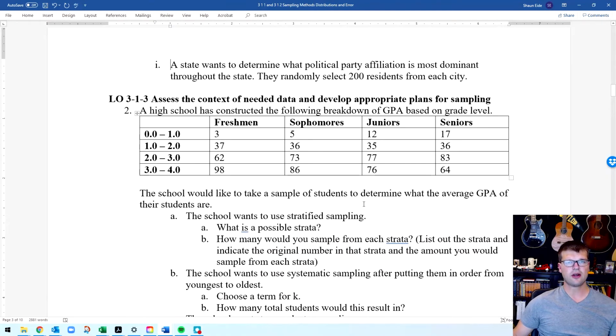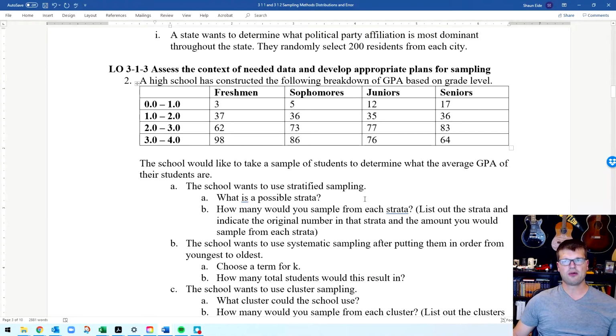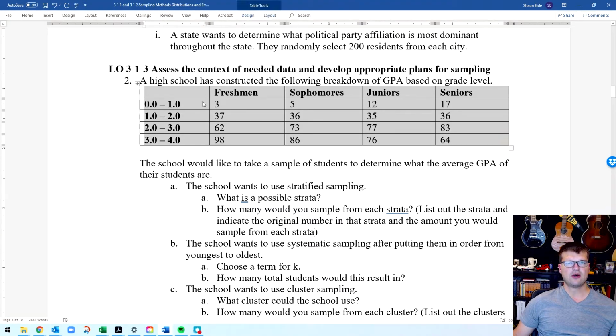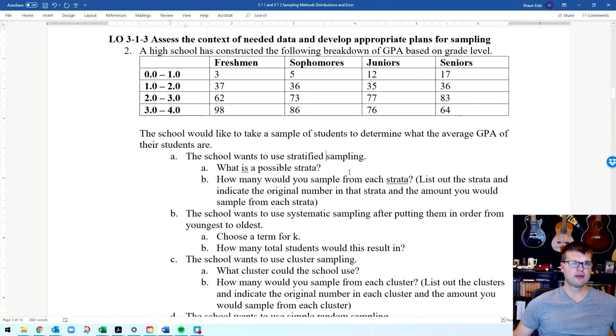Okay, so coming down here, assess the context of needed data and develop the appropriate plan. So I basically want you to look at this right here and say, okay, what is the most appropriate way to sample? So a high school has constructed the following breakdown of GPA based on grade level. The school would like to take a sample of students to determine what the average GPA of the students are.